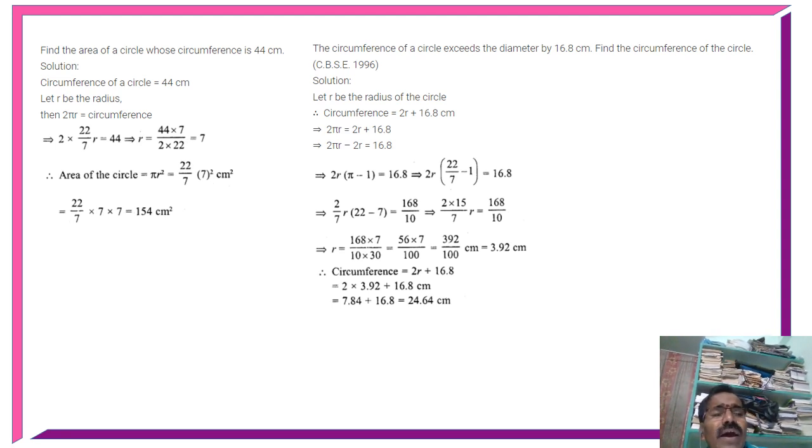2 pi r is the circumference formula, as we know. By using the circumference, we have to find its area, which means the radius. Without the radius we can't do it. So to find the radius, we equate to 2 pi r. Substitute the pi value 22 by 7: 2 into 22 by 7 into r equals 44. Transpose to the other side. This is in division, it changes into multiplication.